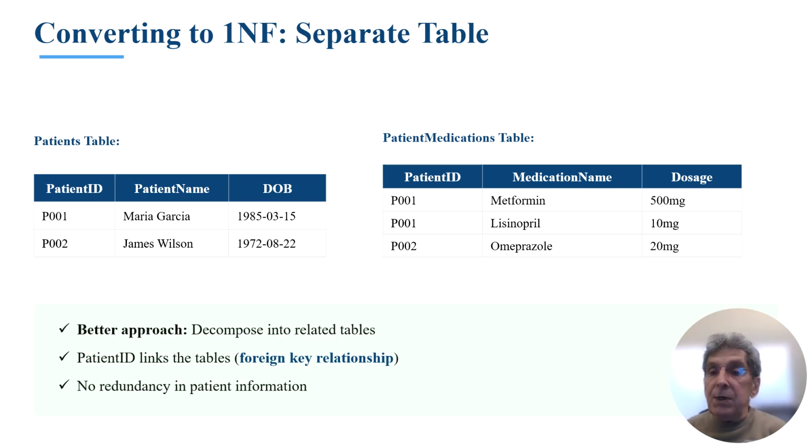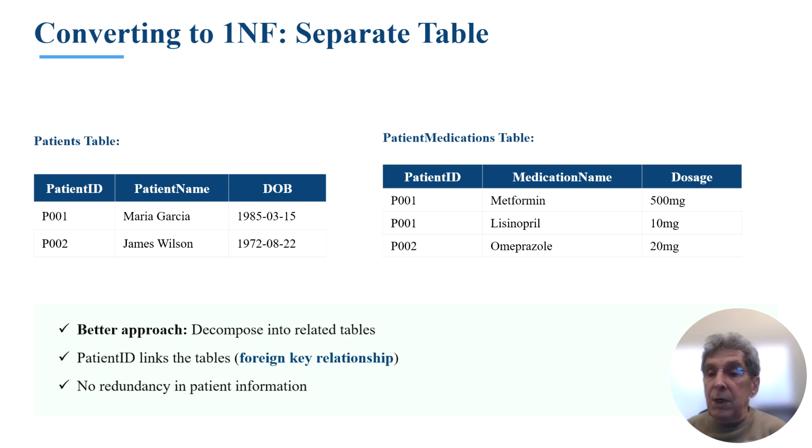So patient ID appears in both tables. In the patients table, it's the primary key. But in the patient medications table, it's a foreign key that references the patients table. This approach has several advantages. Patient information is stored exactly once. Change Maria's name in one place, and it's changed everywhere we reference it.